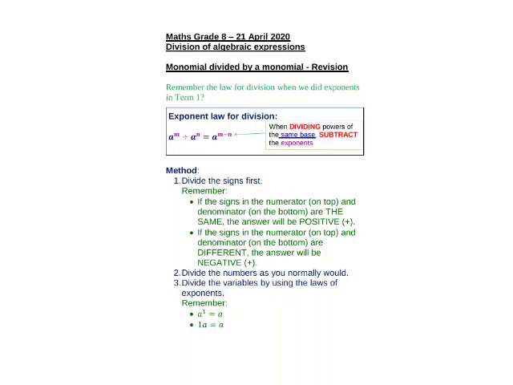Alright, grade 8, so we're doing division of algebraic expressions, something new. So pay careful attention, although it's quite simple. Just revision on how to divide a monomial by a monomial. And for that, we make use of the exponent law for division, where when you divide by the same base, you subtract the exponents. If it's not the same base, you leave them as is. So when you divide, remember you divide signs, then numbers, and then variables, each with their own rule.